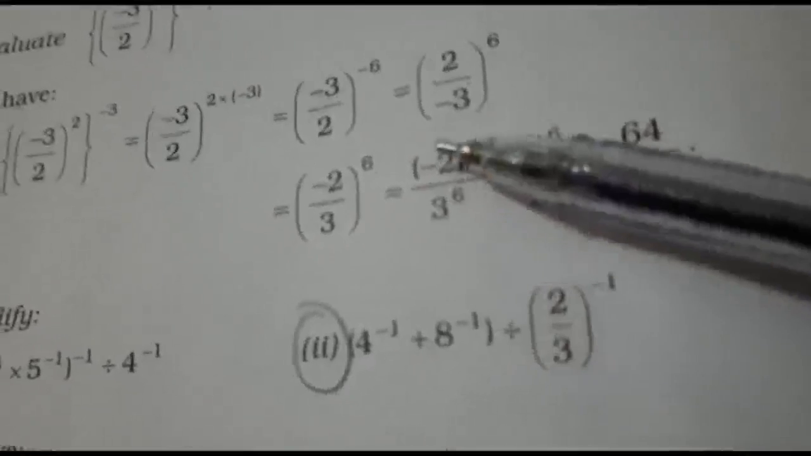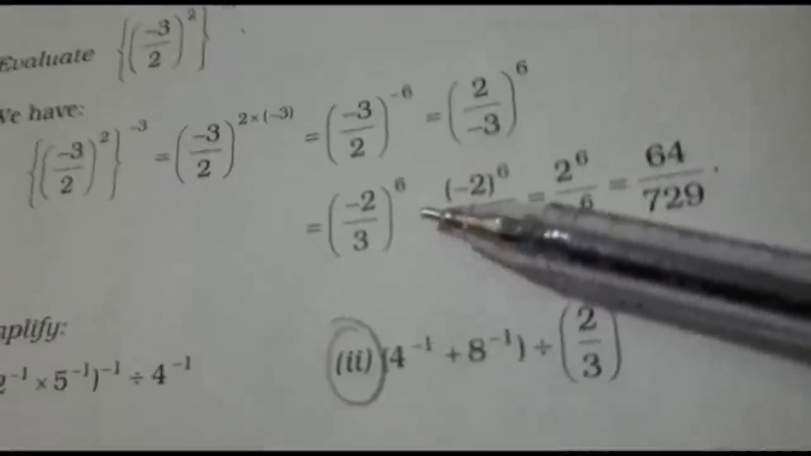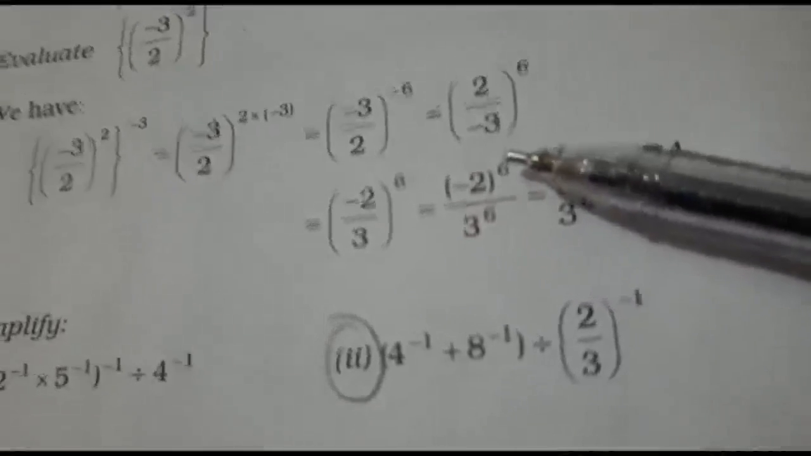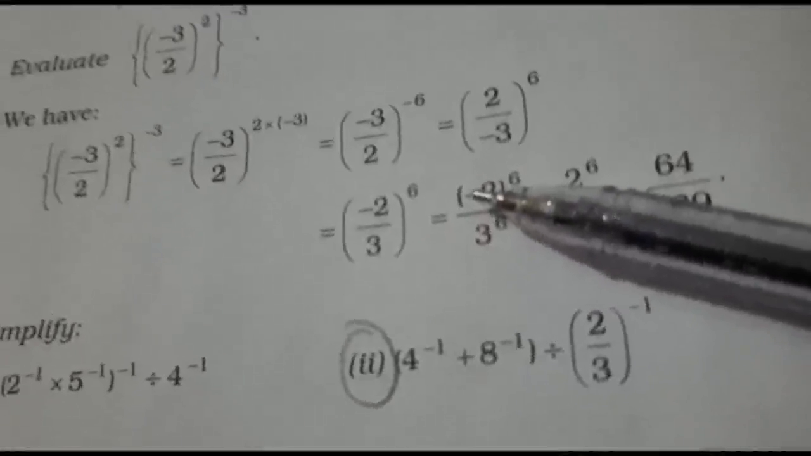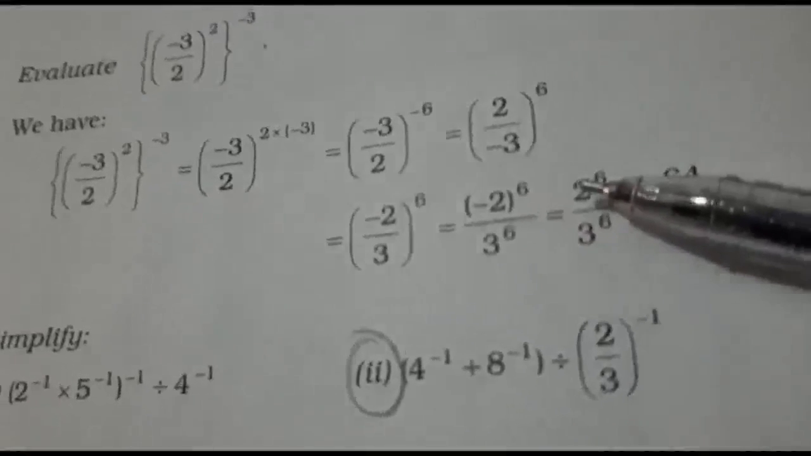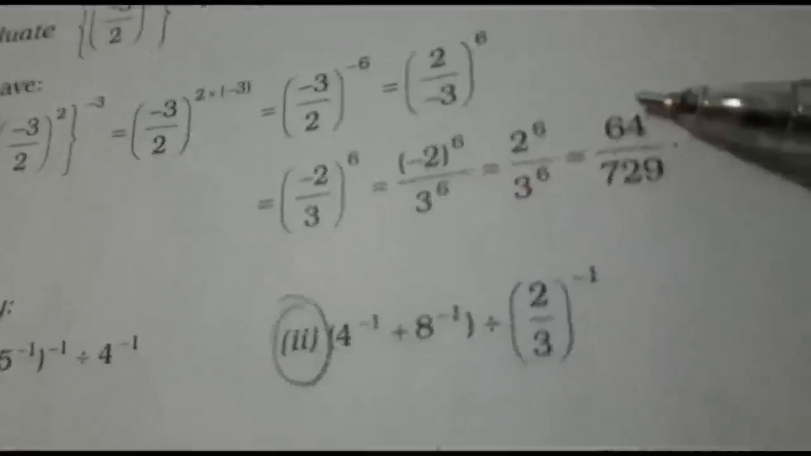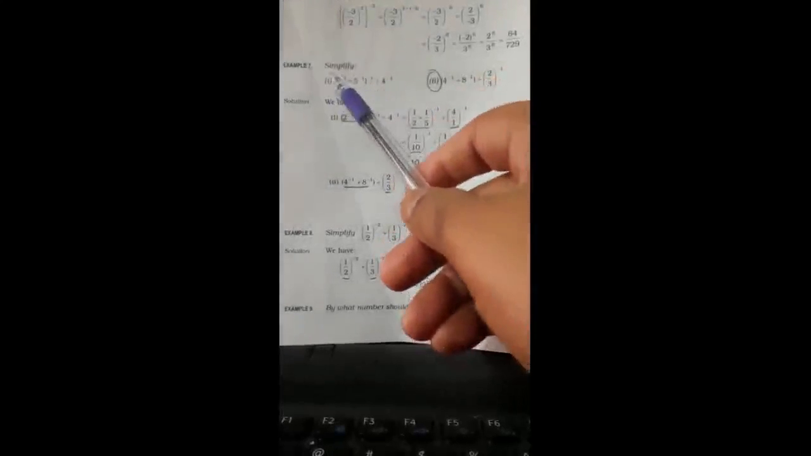Now, why did minus become plus? Because minus 2 is raised to the power 6, which is even. So any negative integer, if it is multiplied an even number of times, it becomes positive. So that is why you get the answer as 64 upon 729. Now I will explain the 7th example, that is simplify.